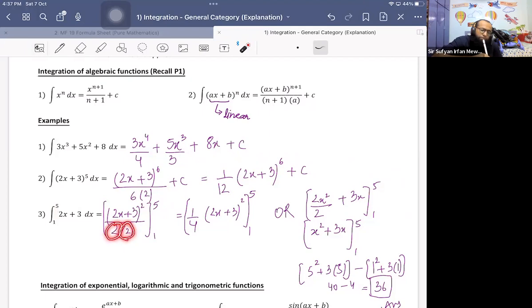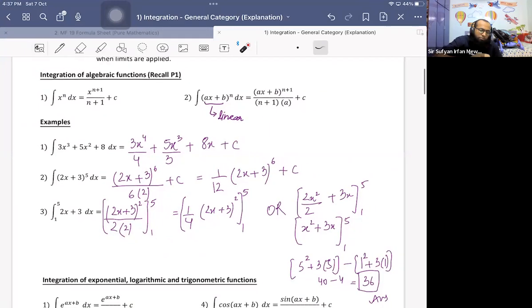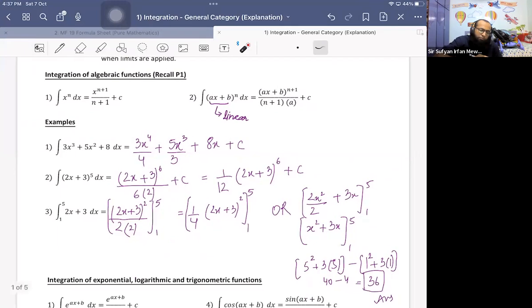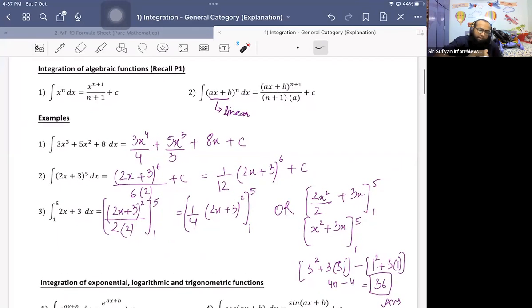The 2x plus 3 whole square divided by 2 times 2. And then we apply the upper limit and lower limit and we subtract, and even then we are going to get the answer 36. So both are possibilities. Any possibility can be followed, right? Multiple methods in the marking scheme usually confuse students. So I have explained why the second method is also applicable.